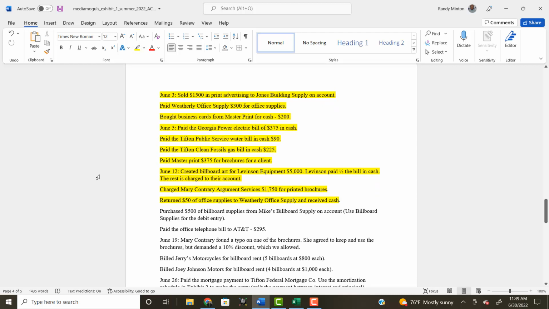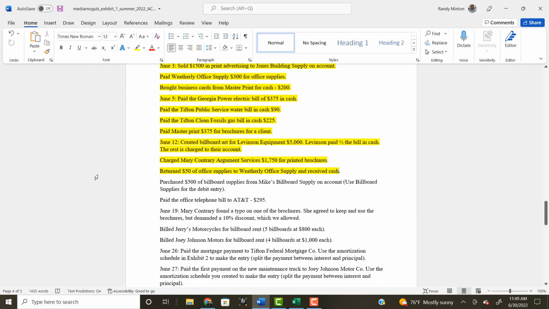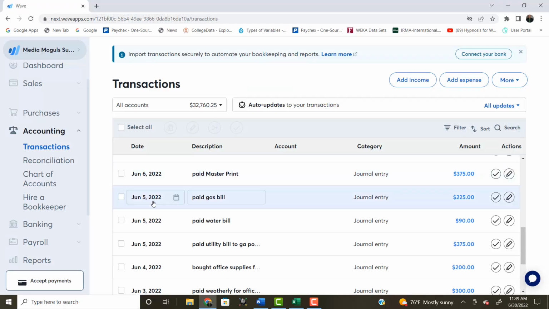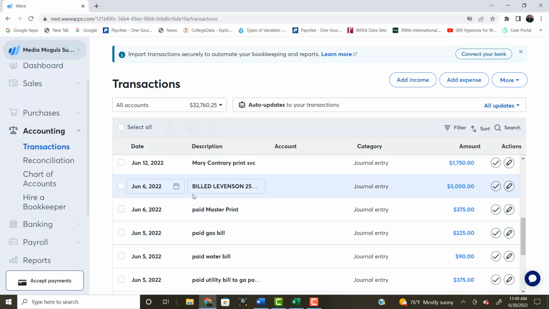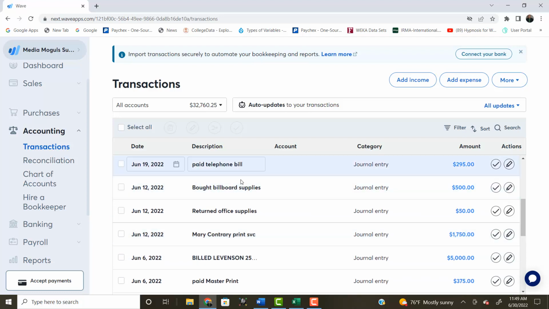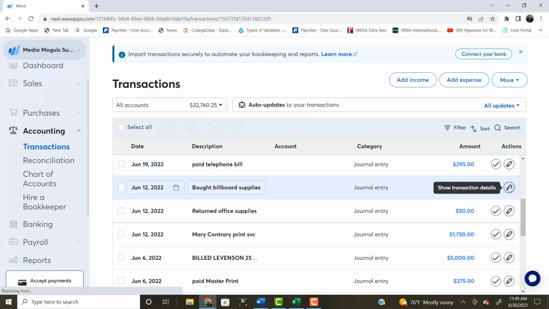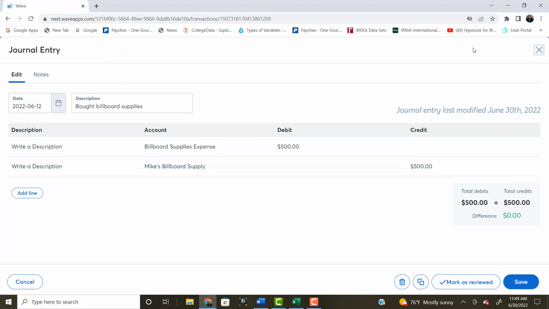So, purchase $500 of billboard supplies from Mike's Billboard Supply on account. Use billboard supplies for the debit entry. Alright, so if I come down here, here's Mike's. Again, you're going to come up there to the top, hit more, and then record that journal transaction. I've already done it. This is what it looks like. Billboard supplies expense, debit of $500. Mike's Billboard Supply, a credit of $500 because that's an accounts payable.